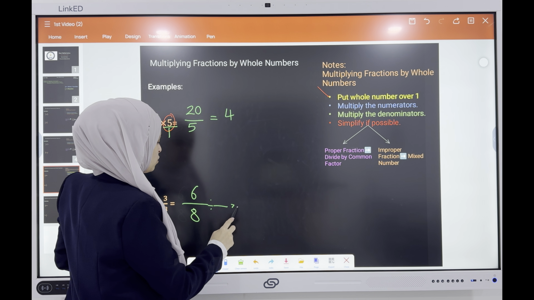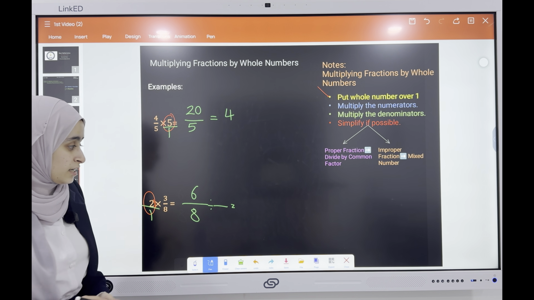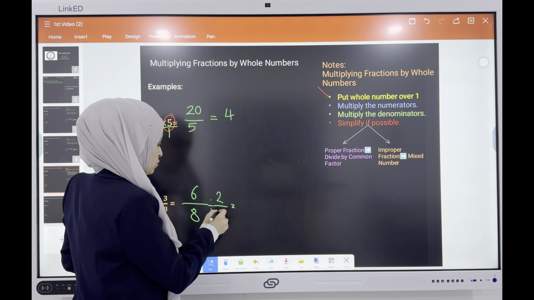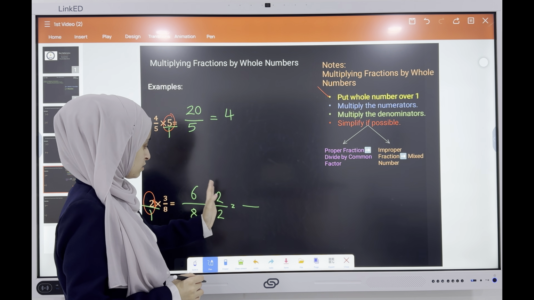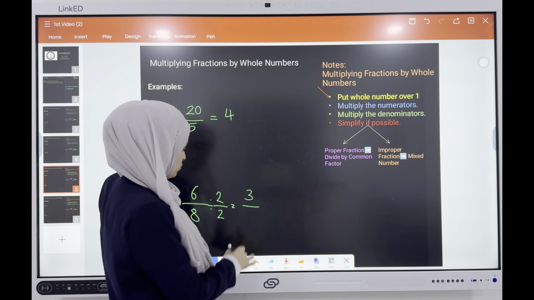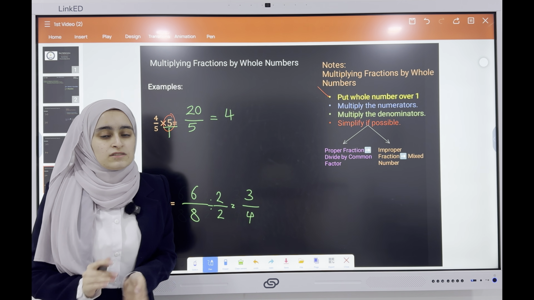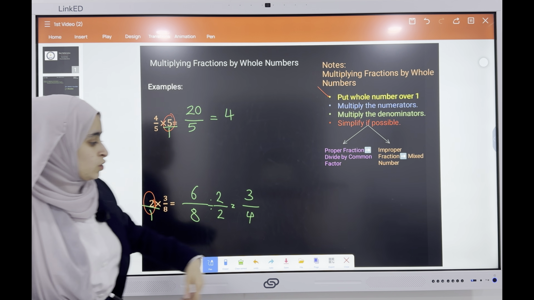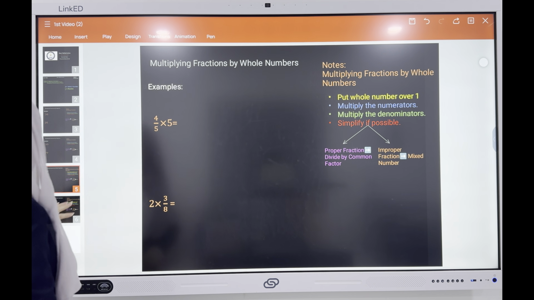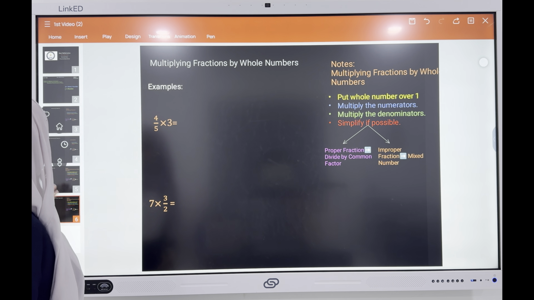Now, divide by a common factor. Which factor is common between 6 and 8? We have 2. So 6 divided by 2 is equal to 3. And 8 divided by 2 is equal to 4. So 3 over 4 is the simplest answer of this question. Let's have 2 more examples.